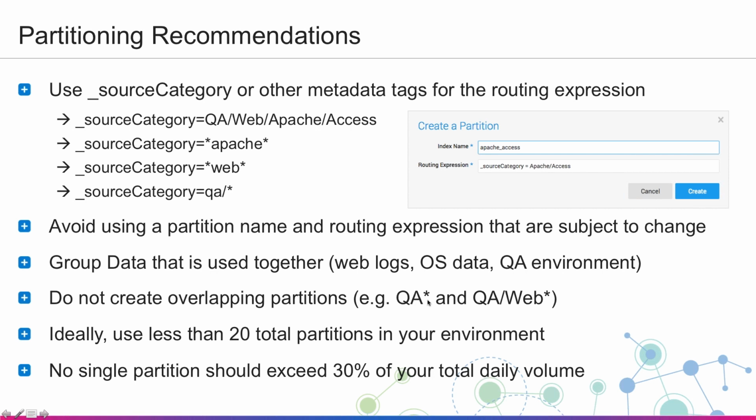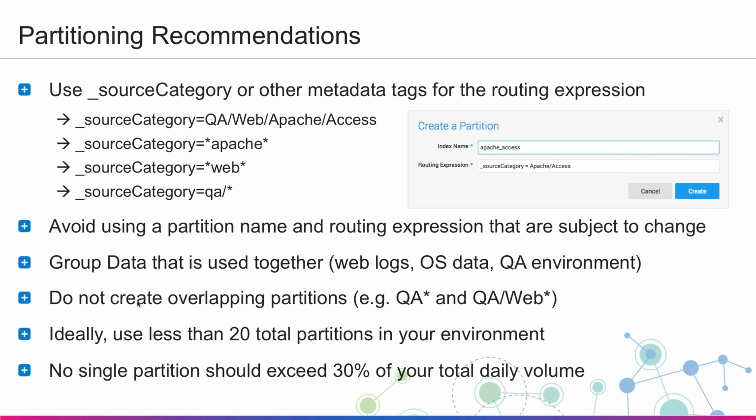Avoid creating a partition with a routing expression of QA, where source category is equal to QA star, and then creating another partition that has a routing expression of QA/web. Because this second one is essentially a subset of the first. And we'll get to why that's important in the next slide.